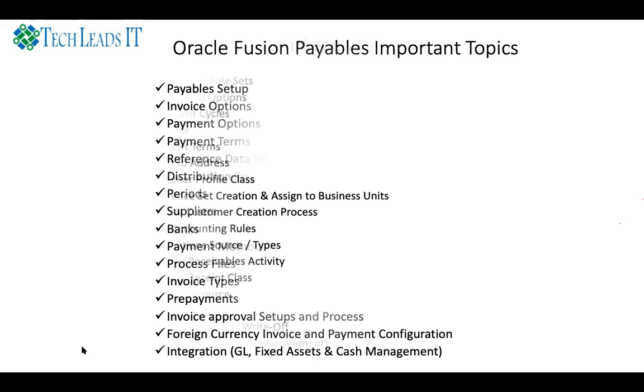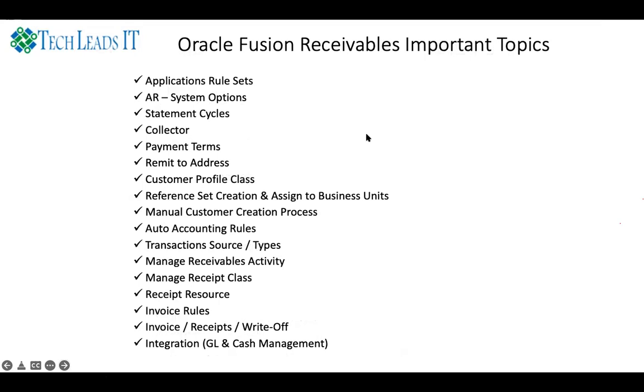So moving to the receivables topics, we will start by understanding what a system option is. System options is where we define the basic setups and how we can control the applications, like automatic receipts and how the statement cycles are to be generated.